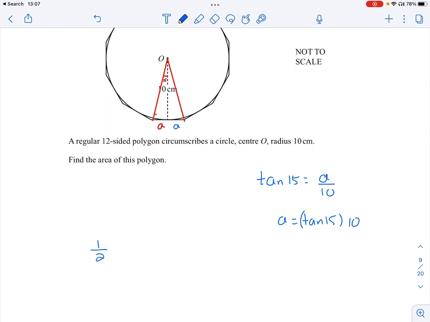So now the area of the triangle will be half times base times height. Base is 2 times 10 times tan 15 and height is 10. And again, how many such triangles will be there? 12 such triangles, so times 12. When I simplify it, the 2 and 2 cancel, and it becomes 10 times tan 15 times 120. It should be giving me 321.5 or 322.